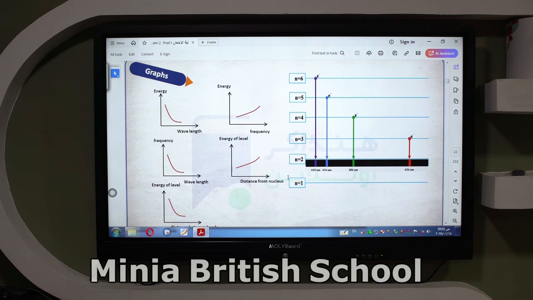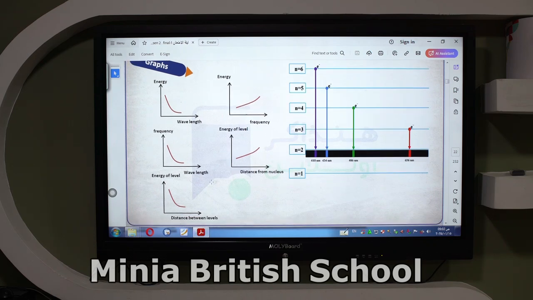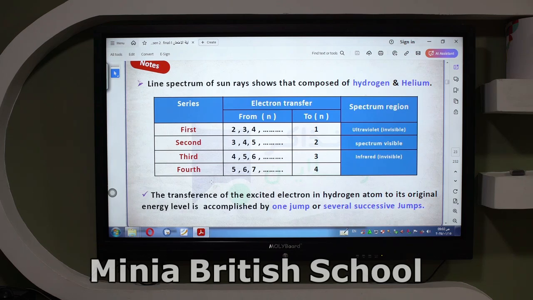He can ask you about the energy level that the line spectrum of hydrogen belongs to. Be focused about energy and wavelength: they have an inverse relation, and energy and frequency have a direct relation. So wavelength and frequency have an inverse relation. Be focused on that, that's the main point about it.